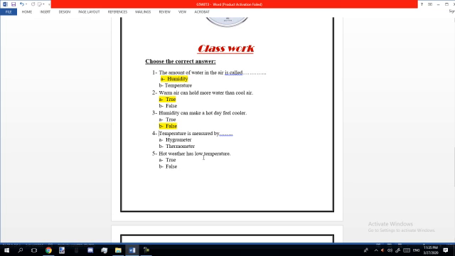Number 4, temperature is measured with what? Hygrometer or thermometer? As we said, the hygrometer is for the humidity, but the thermometer is the tool used to measure the temperature. And for the last question, hot weather has low temperature. Is that true or false? Of course, good. This is false, because hot weather has high temperature. Cold weather has low temperature, but hot weather has what? Yes, hot weather has high temperature, so this statement is false.